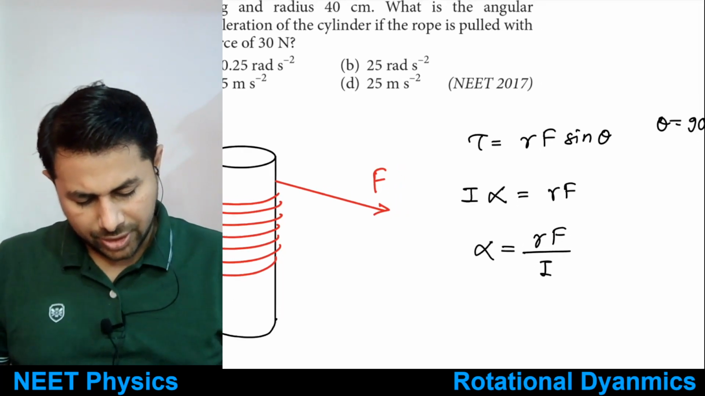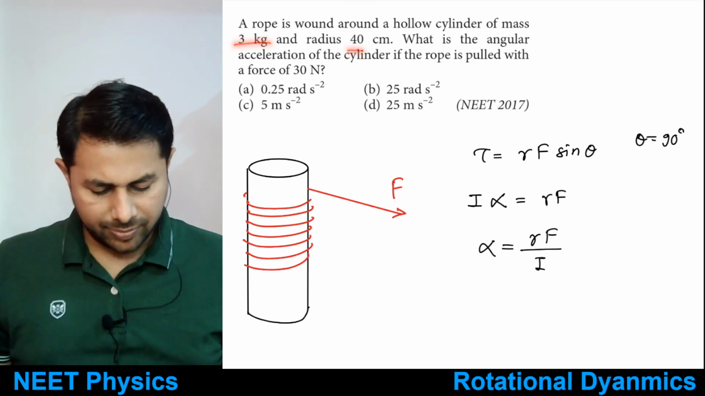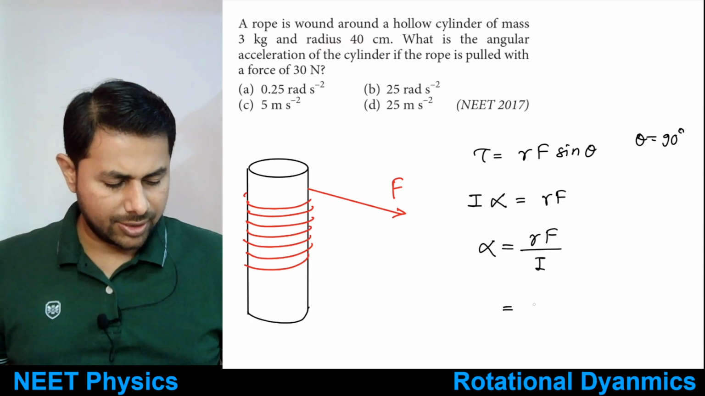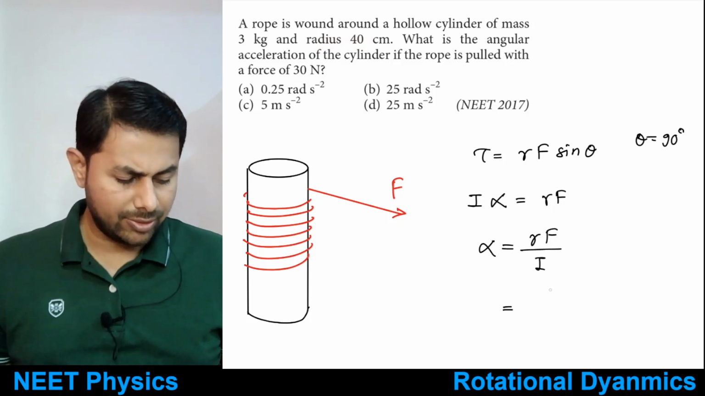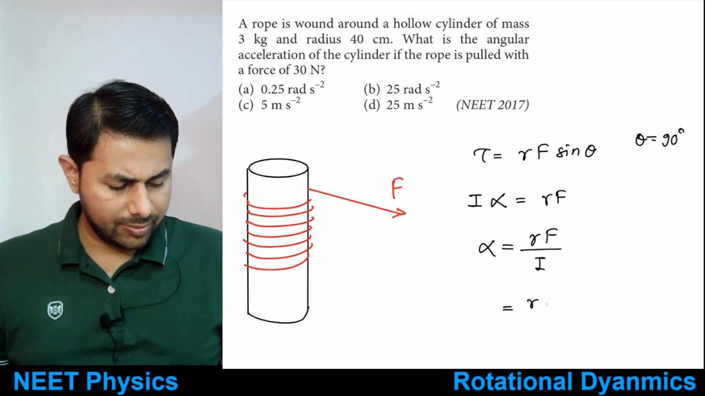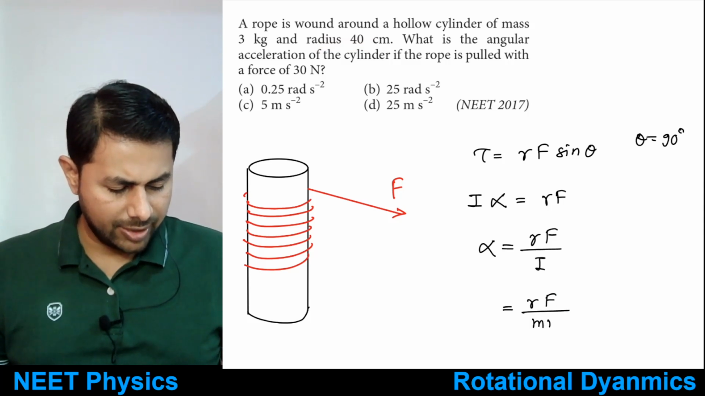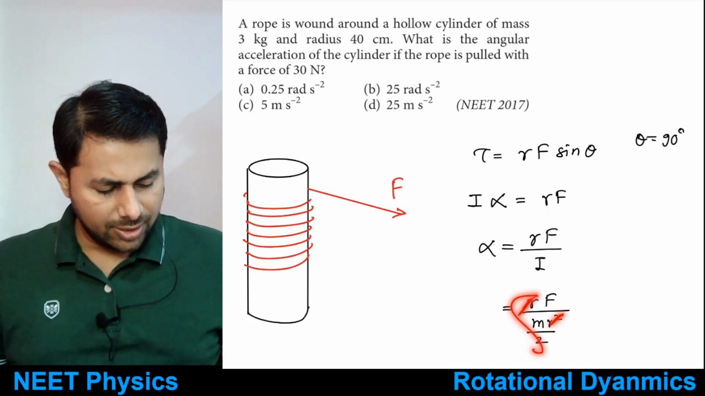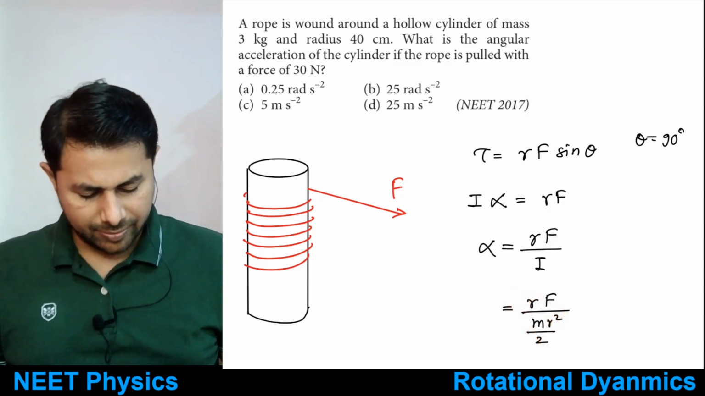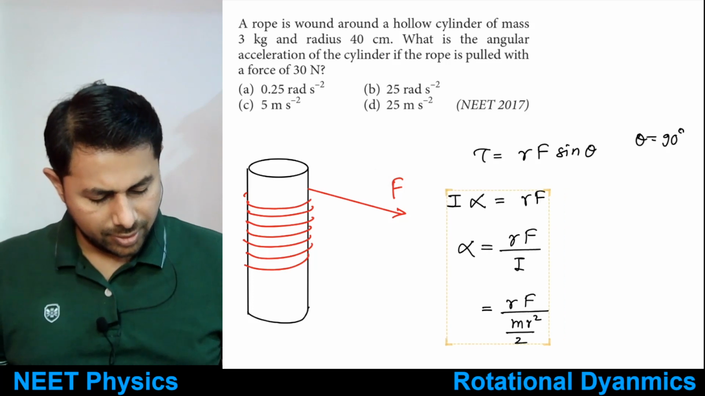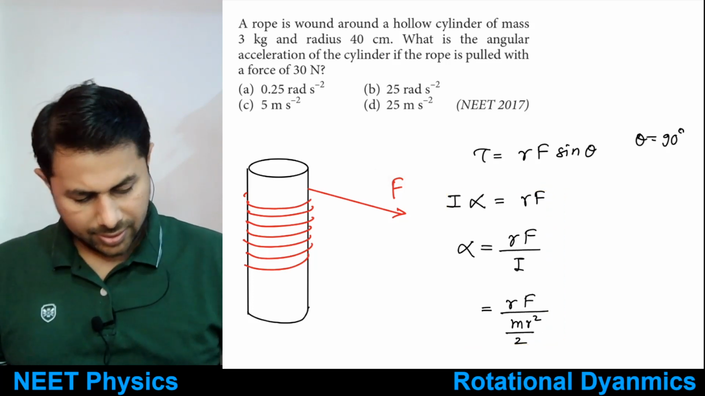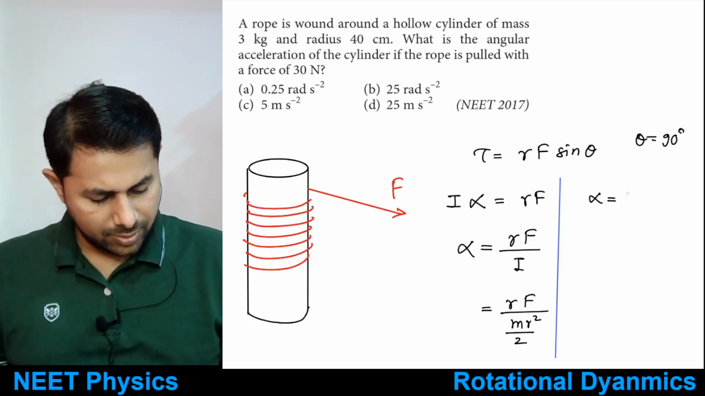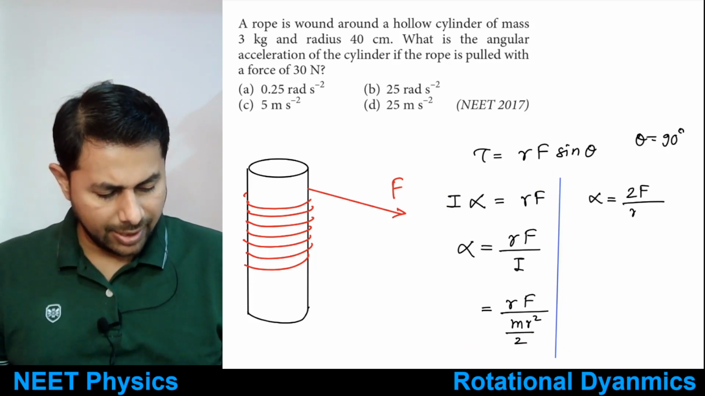Its moment of inertia is not given, instead the mass and radius is given. So we know the moment of inertia of a cylinder is m r square by 2. You have R times F divided by m r square upon 2. One R will get cancelled with this R. So 2F divided by m r. Therefore alpha is 2 times F divided by m r.